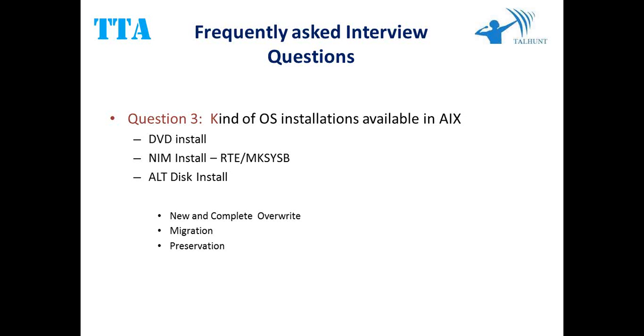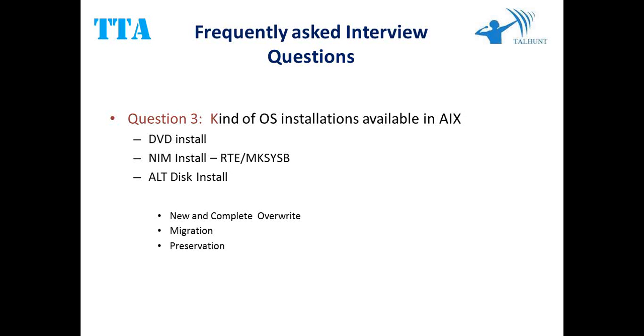New and complete overwrite means the installation is going to be totally fresh. It is going to wipe off all the previous operating system on that hard drive and install fresh. The second is migration install, like moving from one version to the next higher version. For instance, AIX 5 to AIX 6 or AIX 6 to AIX 7 is a migration install. And preservation install means the home directory is preserved.